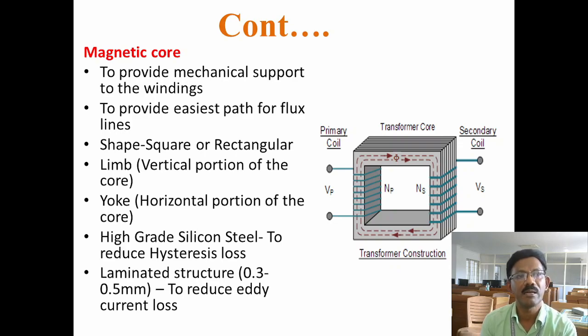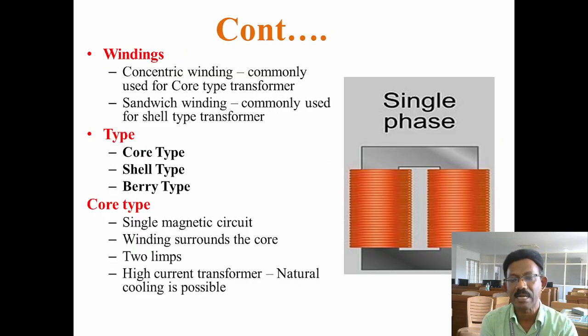Also, the core is not a solid piece. It is made up of several thin core pieces. These thin pieces are called laminations. Several silicon steel laminations are joined together to make a core. So the laminated core helps to minimize another loss called eddy current loss. The thickness of each lamination varies from 0.3 to 0.5 mm. The thickness is dependent upon the rating of the transformer.